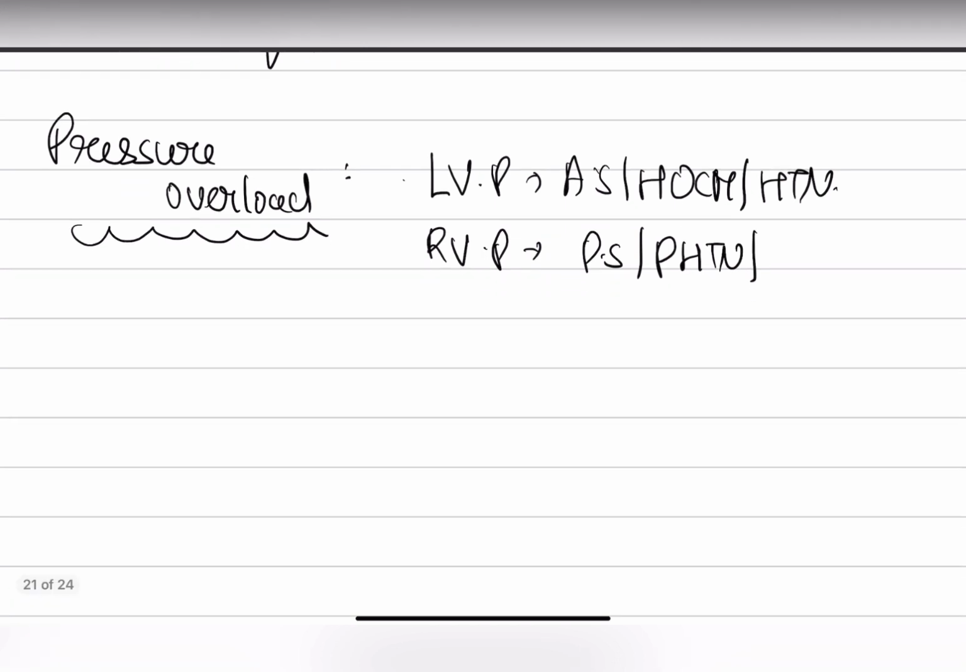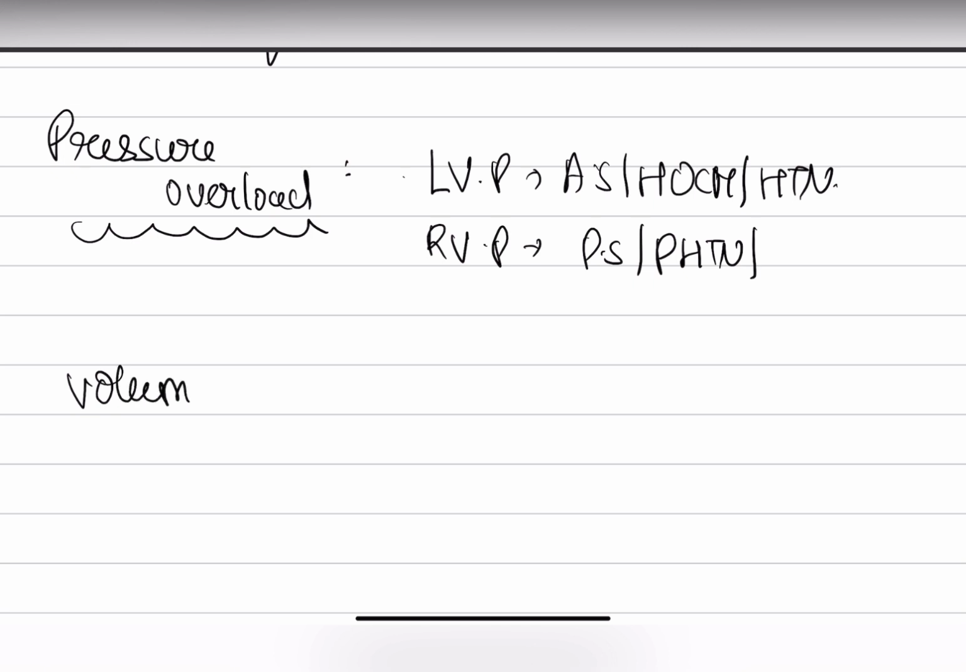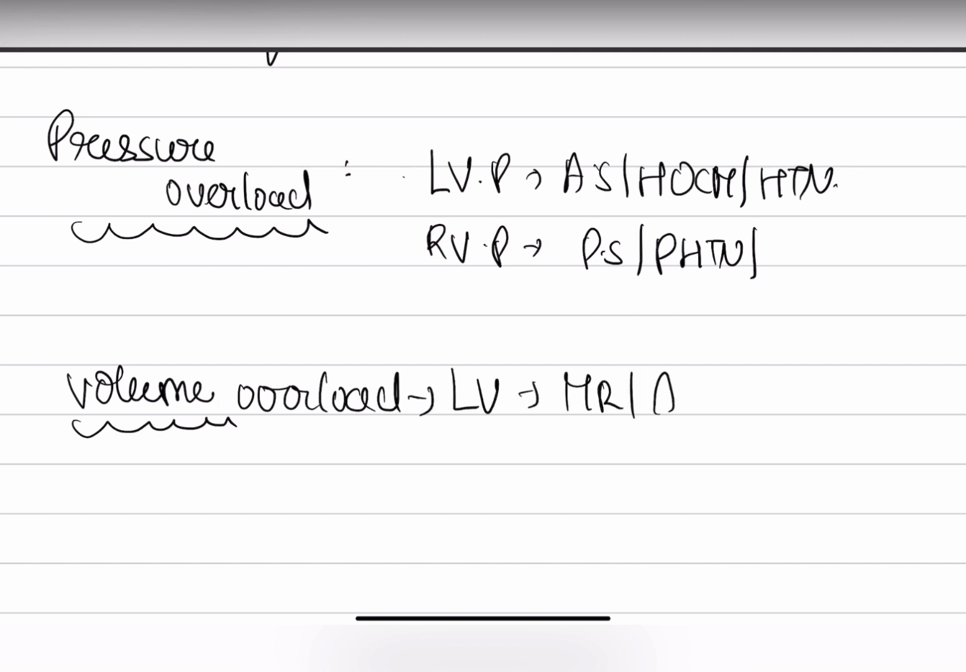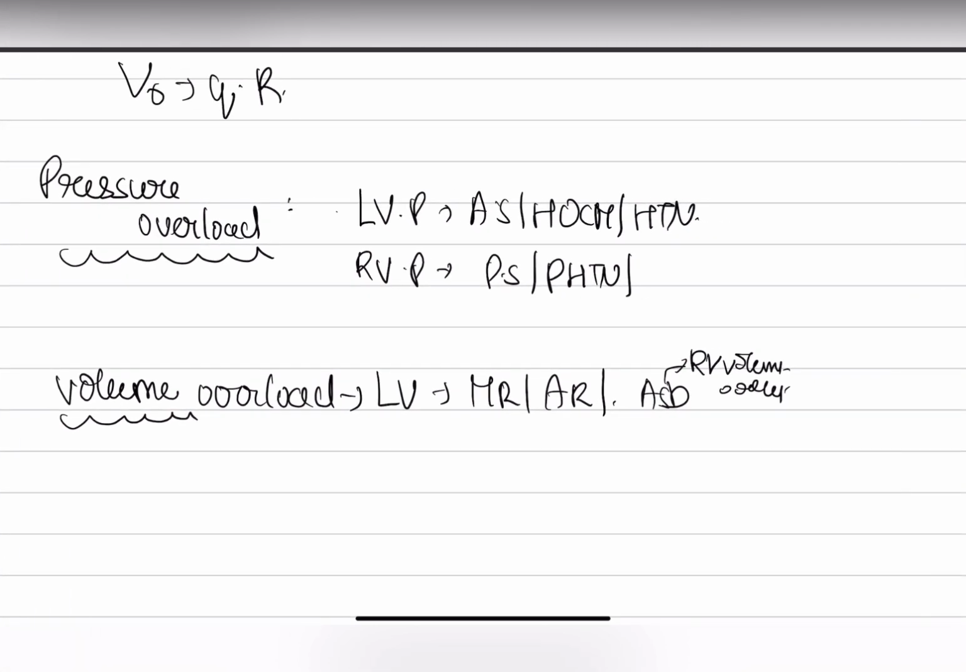Volume overload is similarly any regurgitant lesion or any shunt lesion, such as congenital heart disease; they produce volume overload. LV volume overload is in the form of MR, AR, all these things can cause LV volume overload. And other congenital heart diseases, ASDs, can also cause RV volume overload. ASD will cause RV volume overload. This is the difference between pressure and volume overload.